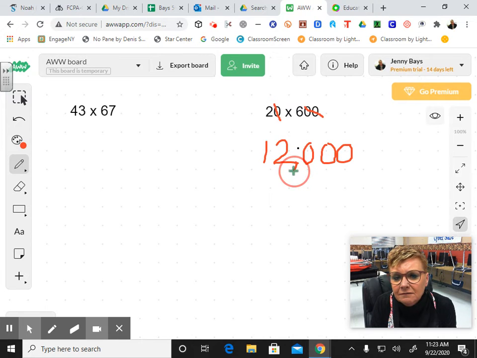Put my comma in. Magic. Zeros and multiplying go great together. As long as they're on the end, you just put them on the end.